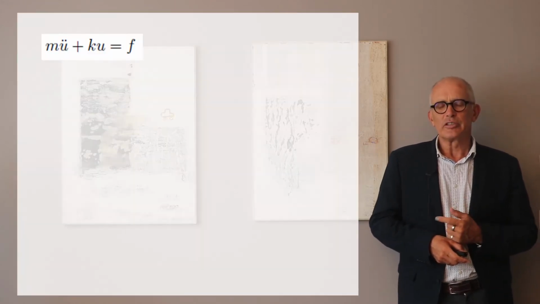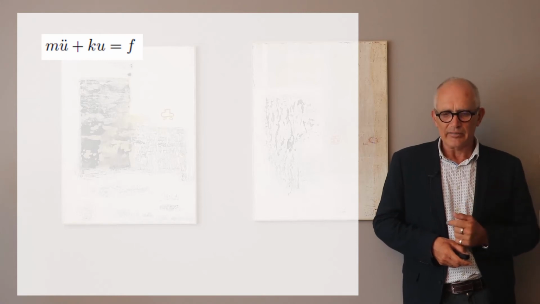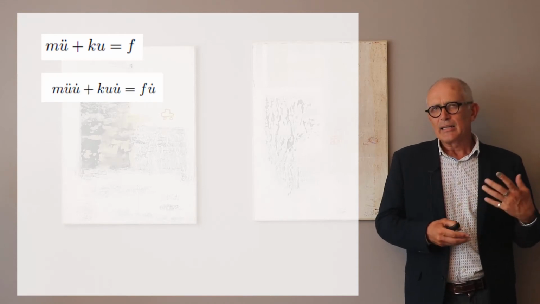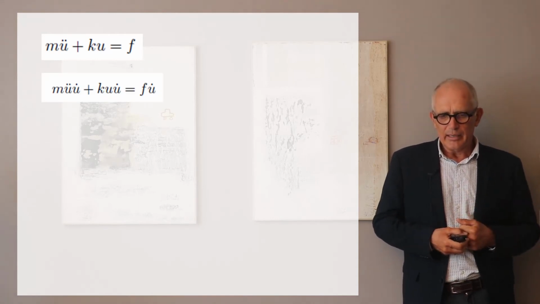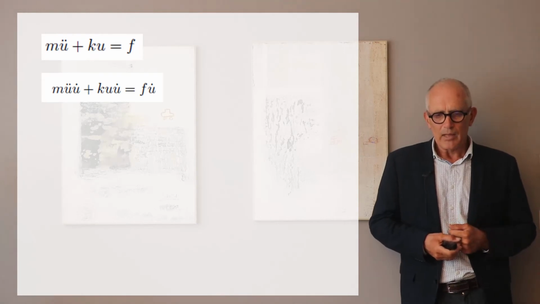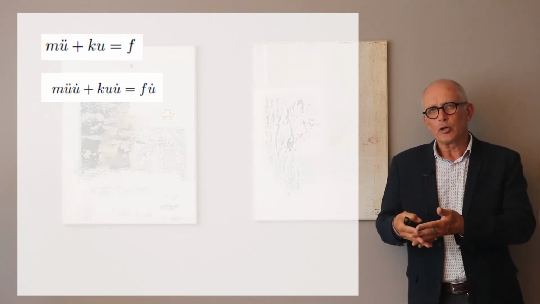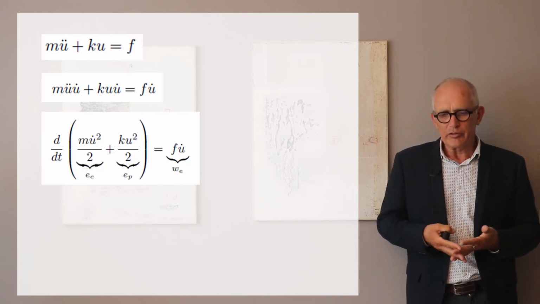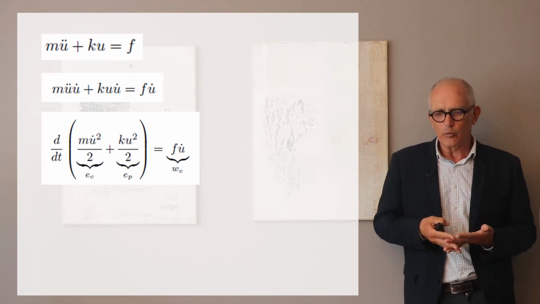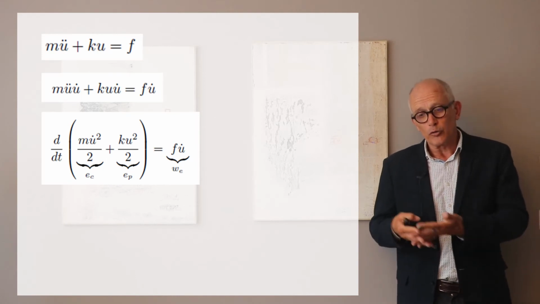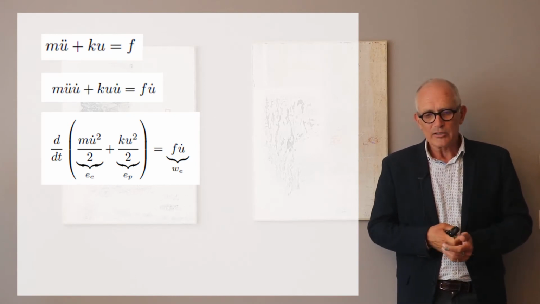And there is a third way to look at resonances. Let's look again at the equation for the single degree of freedom system. m times acceleration plus k times displacement is equal to f in the time domain. And let's multiply that by u dot, so the velocity. Well, you see that m times u double dot times u dot can be written as the time derivative of m u dot square divided by 2. Indeed, the derivative of m u dot square is 2 m u dot u double dot, so the two cancels each other.